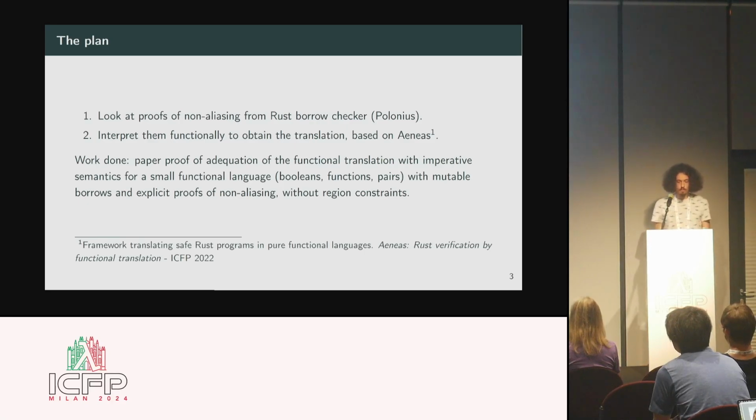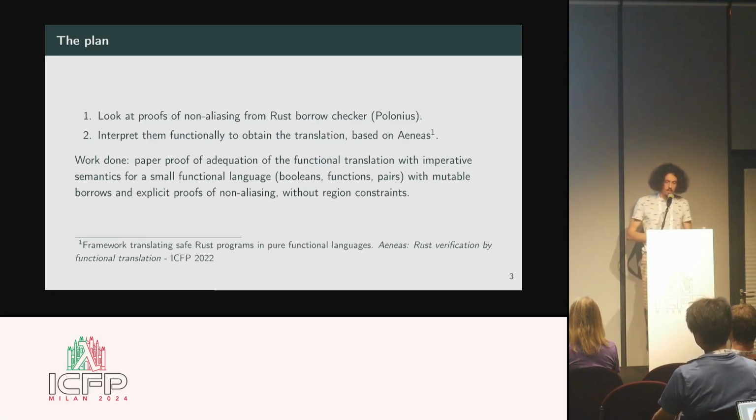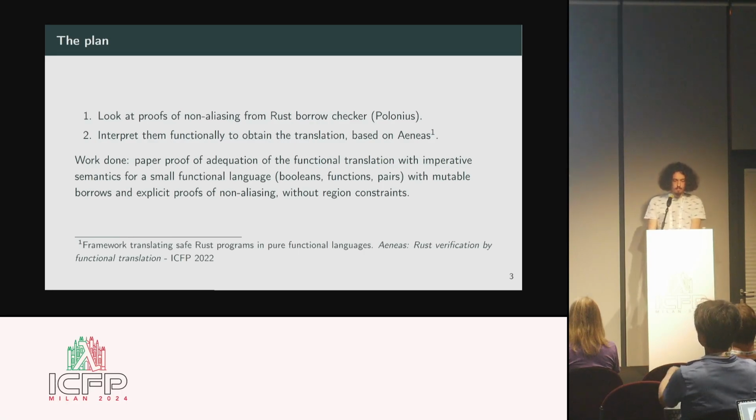For now, the work done is a paper proof of adequation between the imperative semantics for the language and its functional translation for a small fragment, with Boolean, function, pairs, mutable borrows, and no inference, not trying to infer the lifetimes, similarly to the previous talk, and for now without region constraints. We will see what all this vocabulary means a bit later.